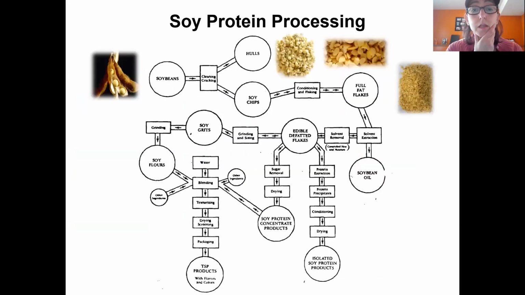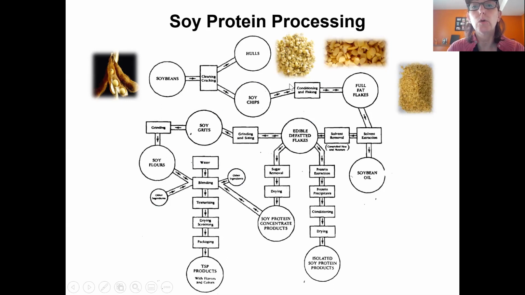Okay, so this is an overview of the processing of the soybean. Obviously it's a legume, so it comes in the pod, and then it requires dehulling because of the outer hull, which is mostly fiber and doesn't have the oil. The protein is in the seed, not in the hull. So first of all, you get the soybean, do cleaning and cracking, and then you get the hulls, and then you have the soy chips.